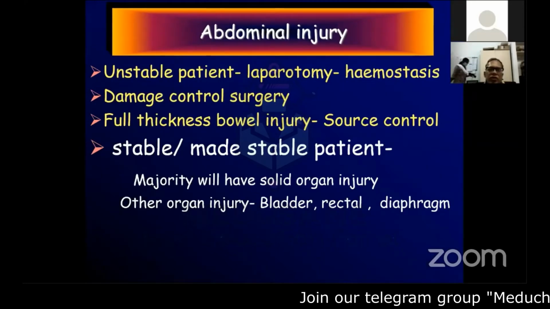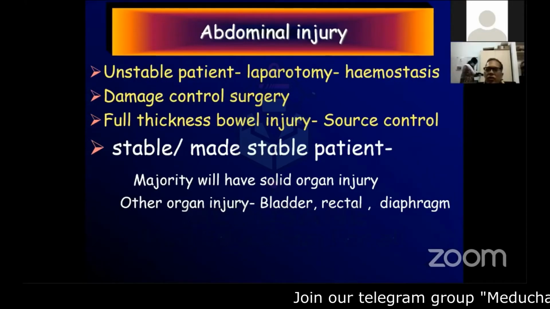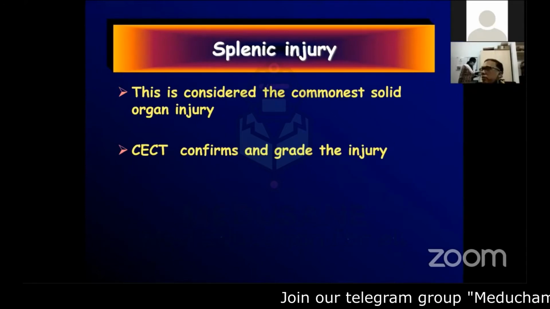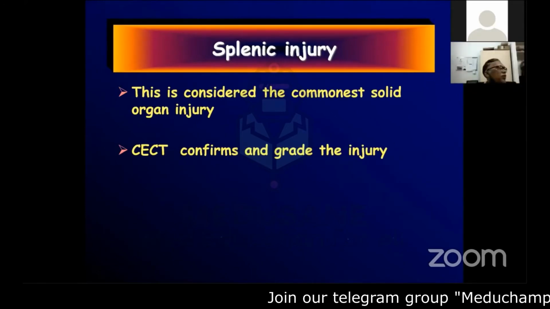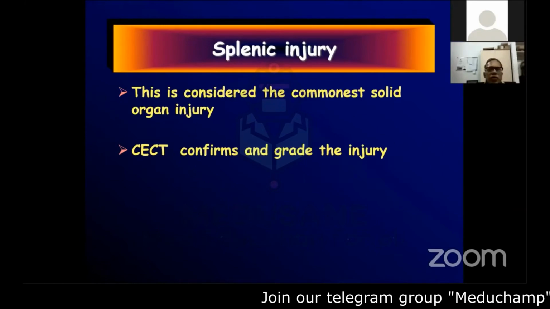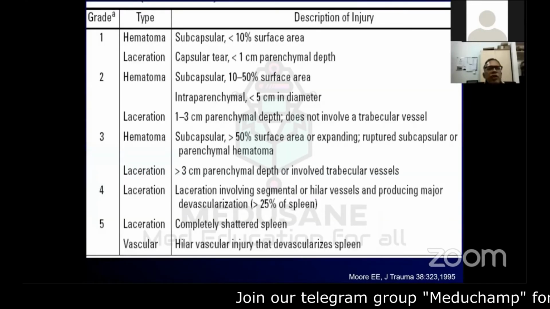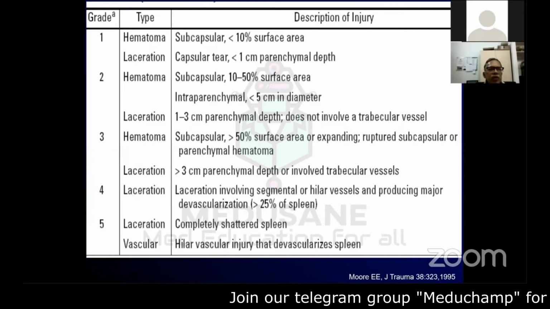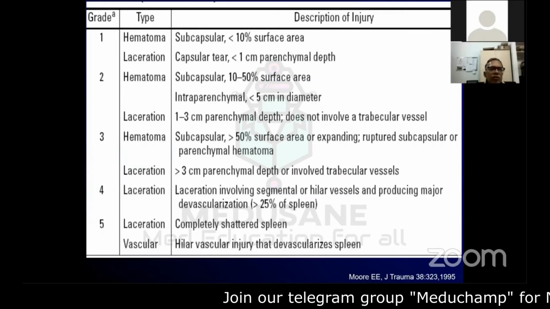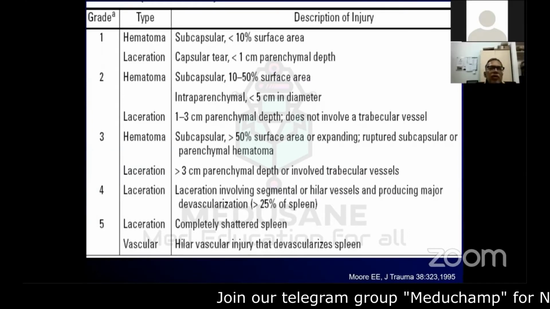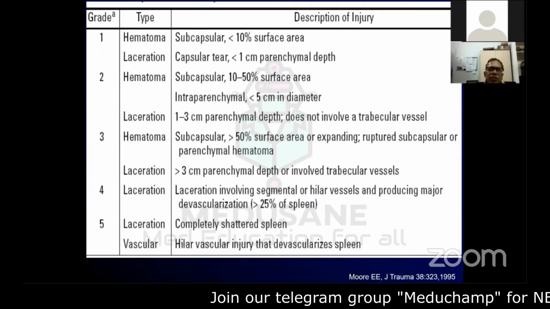Majority of solid organ injury and other organ injury will come in this phase. We'll go one by one through the solid organ injuries. Consider the most commonly injured solid organ. CT confirms the grade of the injury, and based on that we can finalize the management. This is the grade of injury on the slide I have shown. Grades 1, 2, 3, 4, where up to grade 3 is hematoma and laceration.